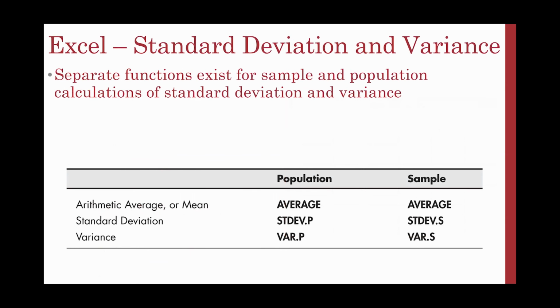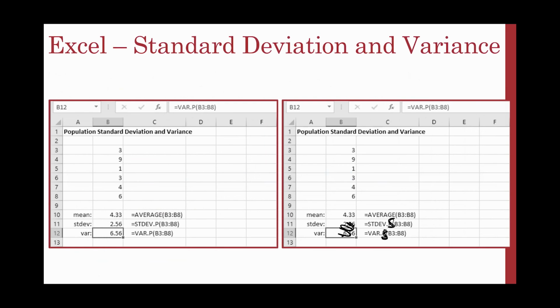We have standard deviation P, standard deviation S, variance P, and variance S. It's whether they use the entire population or a sample of the data. In this case, we're going to use the two different functions, and you will get two different answers. This one is using the entire population, and this one is using the sample size.